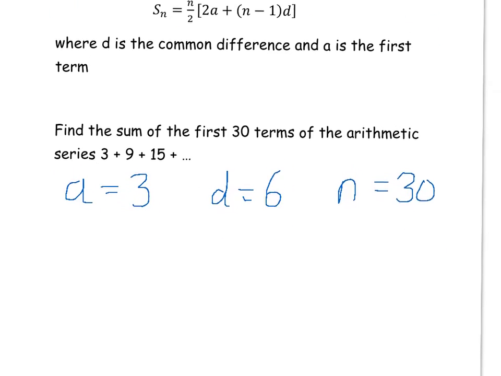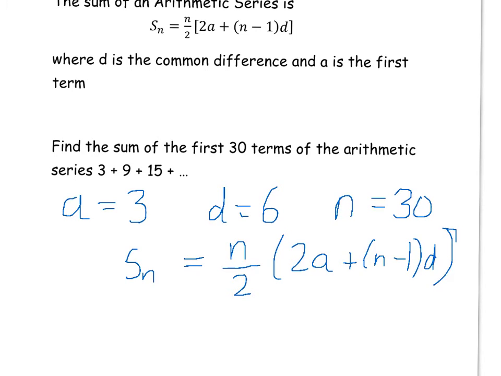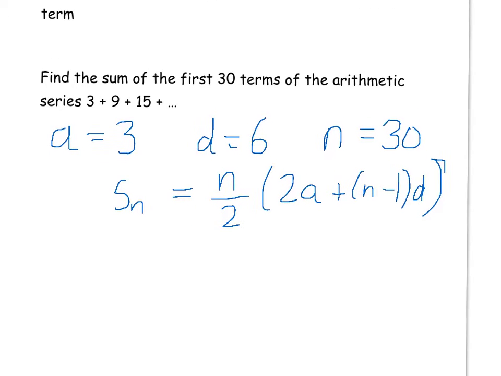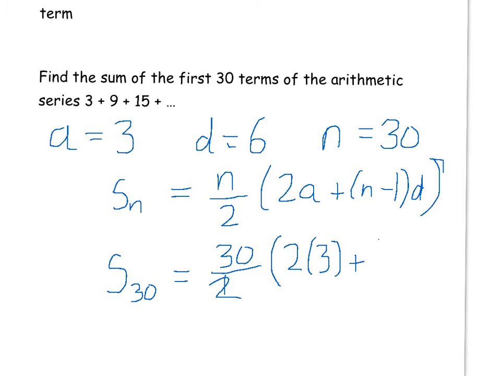So, we're going to use the rule Sn equals n over 2, 2a plus n minus 1 times d. Right, now we know everything we need to know in this formula, so let's substitute in the values we know. So S of 30, so the sum of the first 30 numbers, is equal to 30 over 2 times 2 lots of 3 plus 30 minus 1 times 6.